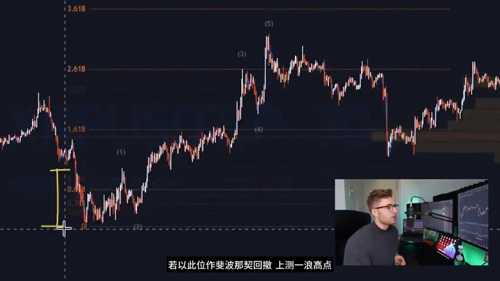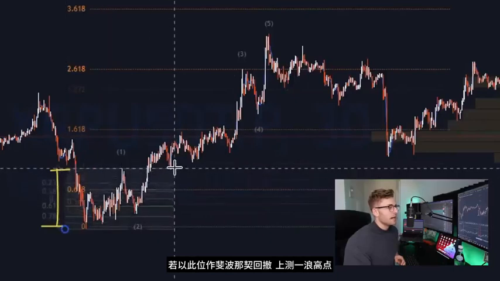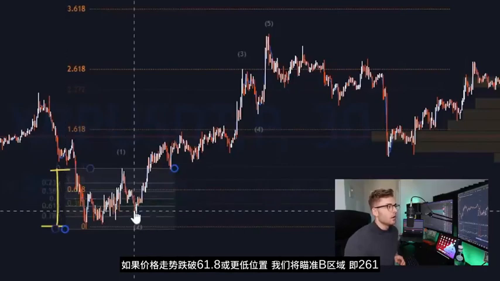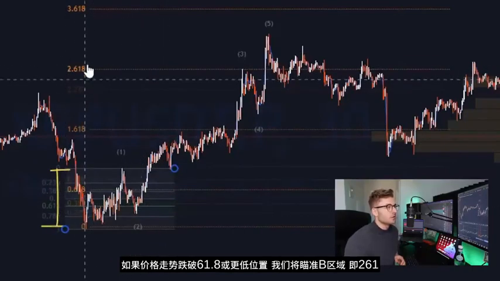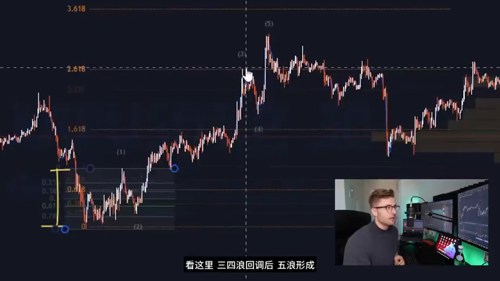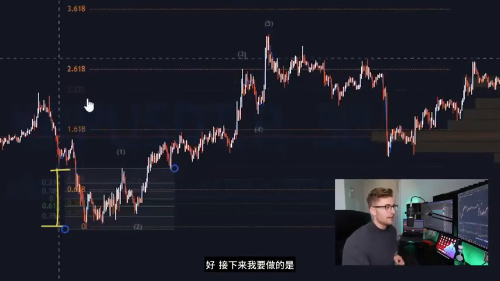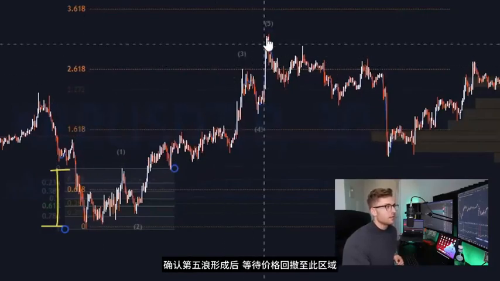If we take a Fibonacci retracement off of this level and go up to the high of 1, if our price action comes down through this 61.8 or lower, we're going to want to target the 261.8 range. You can see right here, we got 3, 4 reacted, 5 came up, and then we got our consolidation in here.